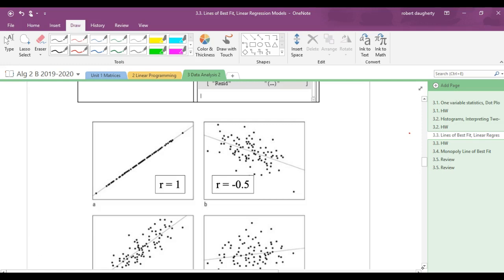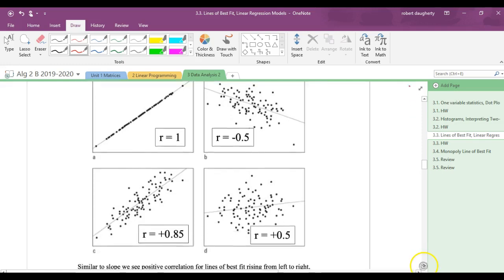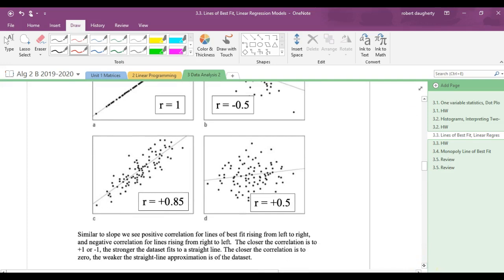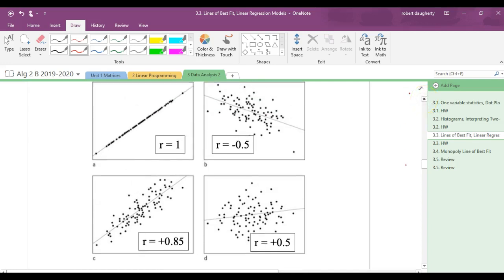Okay, this is much worse than the data we just looked at a moment ago. You can see when I draw a line through that, the line doesn't really model the data set very well. So this is about a -0.5 correlation. Ours was a little bit stronger than that. Down here, this is a positive correlation, and it says 0.85. So this is probably a better data set than what we saw here. The data is a little bit tighter to the line, so that's why 0.85 is closer to 1.